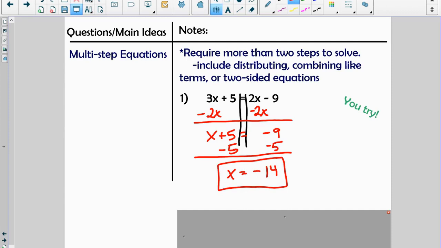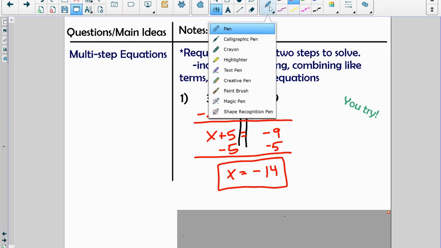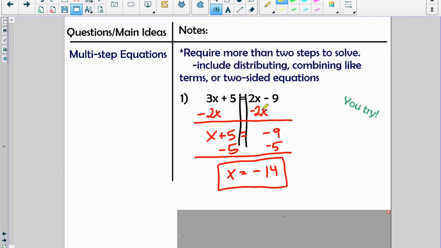All right, when I solved, I got x equals negative 14. Hopefully you got the same thing. If your work doesn't look the same on the inside of the problem or the middle of the problem, that's okay. When you have more than one step, sometimes it's okay to do things in a different order, especially with two-sided equations. You'll notice on this one, I decided to subtract 2x from both sides as a way of moving the variables to the left.